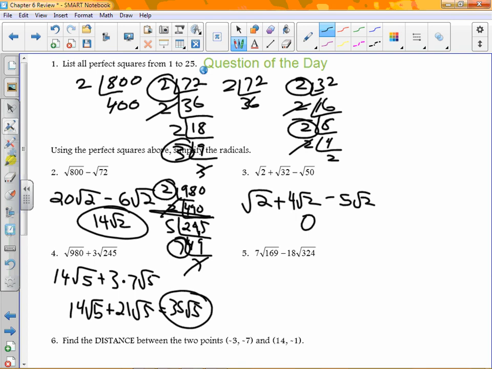Guys, you want to check it? Take your calculator and write square root of 980 plus 3 times 2 on the square root of 45. Hit enter. Take your calculator and do 35 on the square root of 5. 35 times the square root of 5 will give me the same thing as this right here. If I plug that into the calculator and I plug this into the calculator, it'll be the same value.